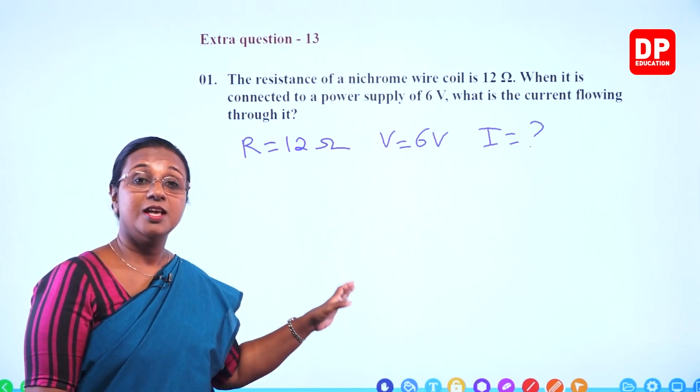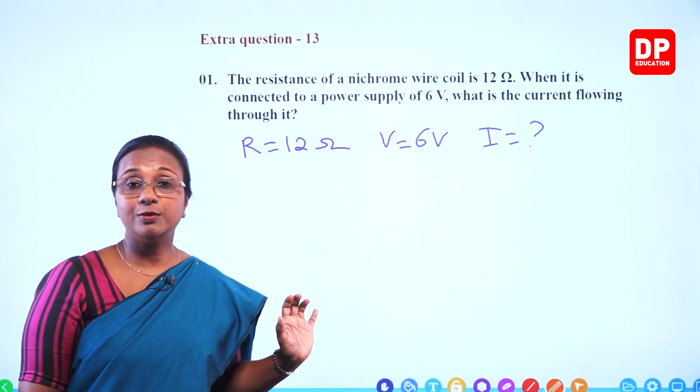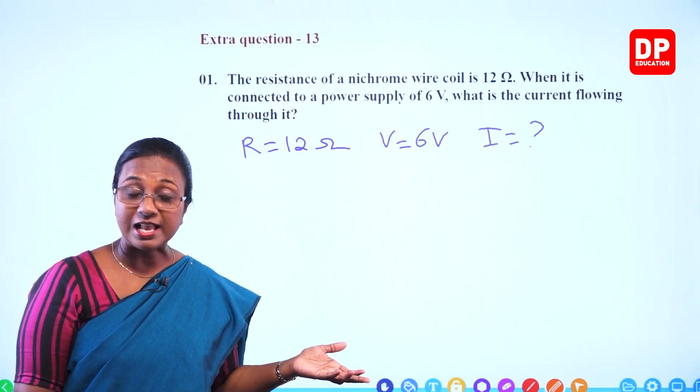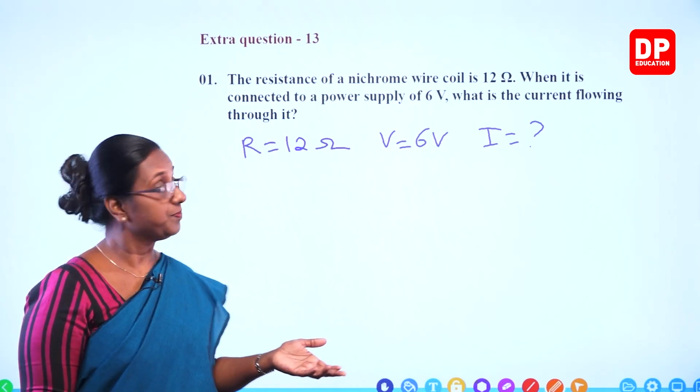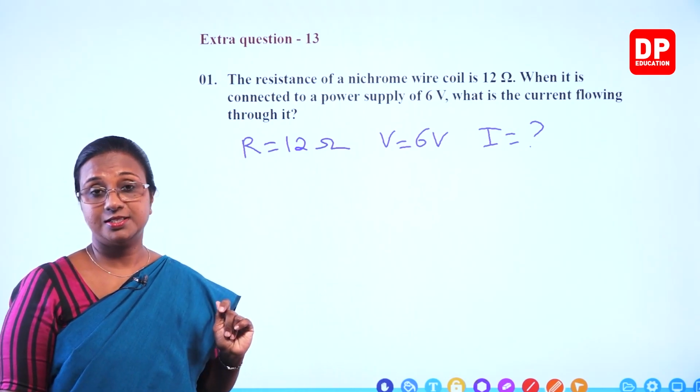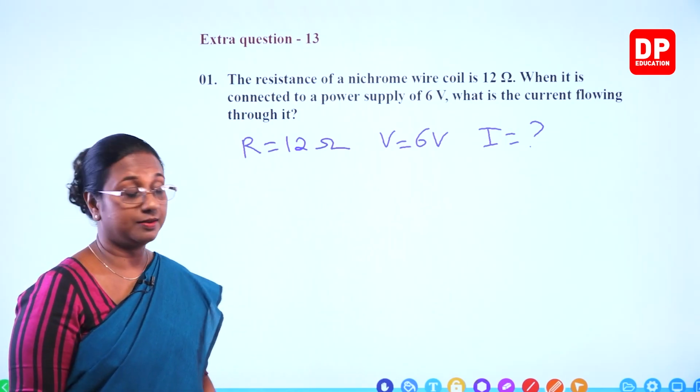So now from the last 3 questions, this one and the previous 2 questions, you all can see, students, when we use the equation V equals IR, they will give you all 2 values and will ask you to calculate the third quantity. So here the values given are resistance and voltage. You need to find current.